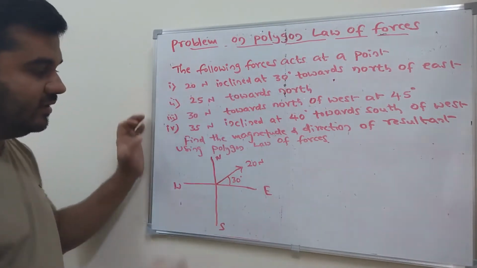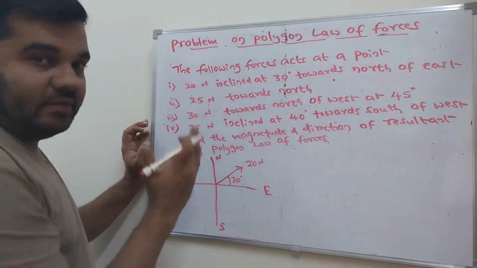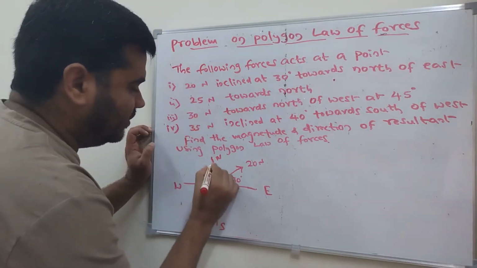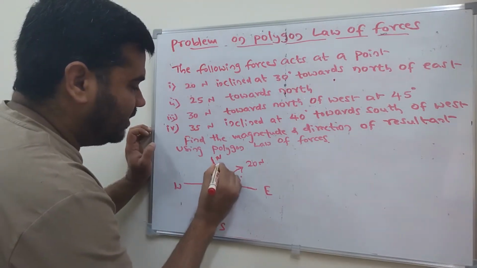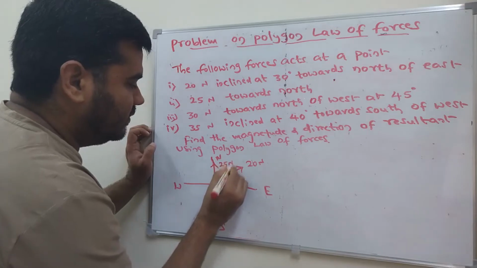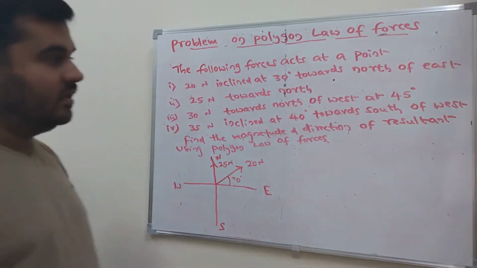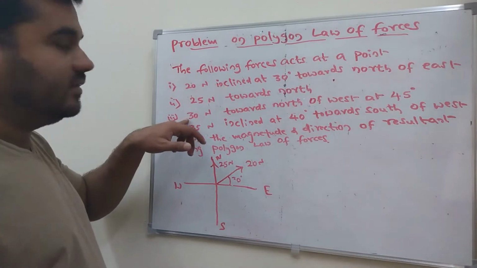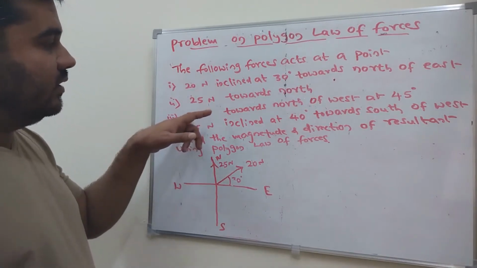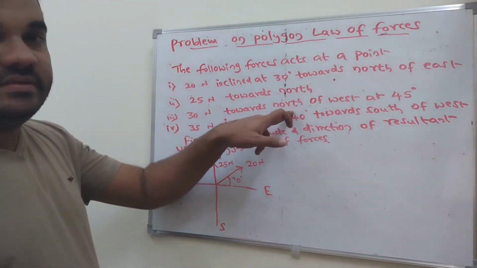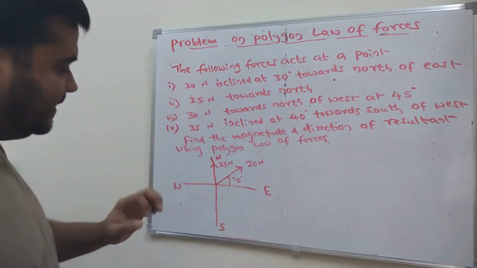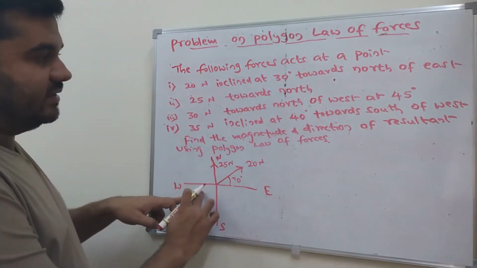Where is north here? This is north. It is directly upward here. That is 25 Newton. Just go on the north. Just mark, this is 25 Newton. Okay. Next, third force, 30 Newton towards north of west. First find out where is north and west here. This is north, this is west.